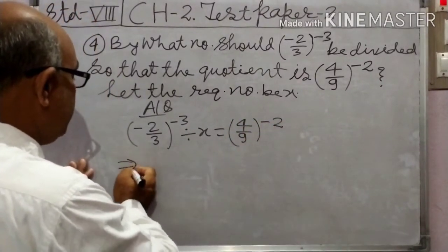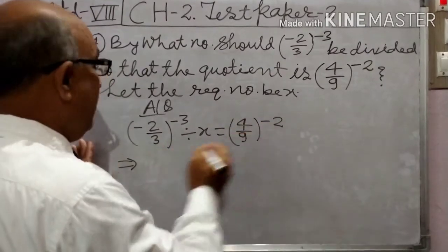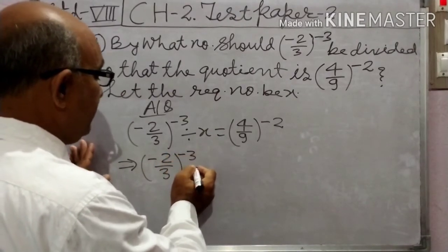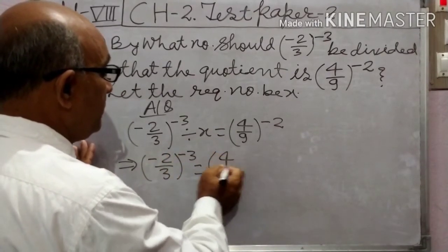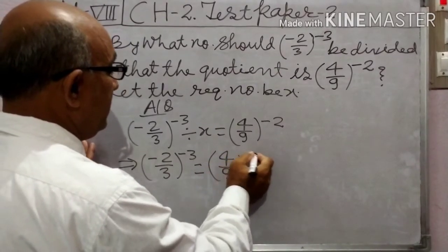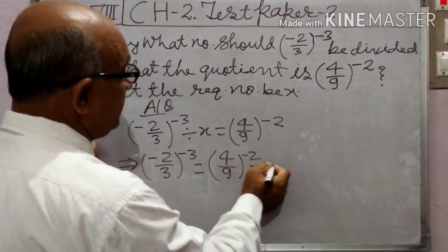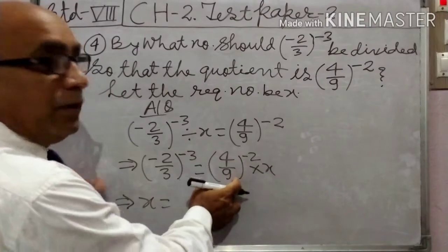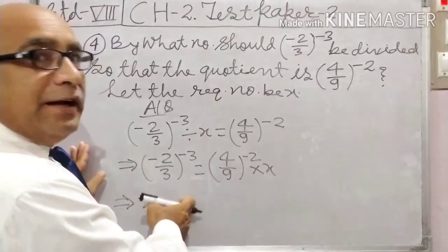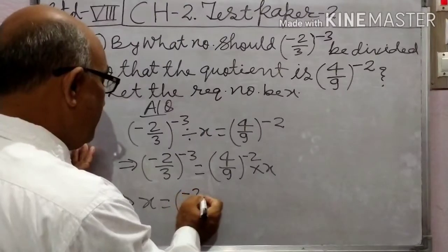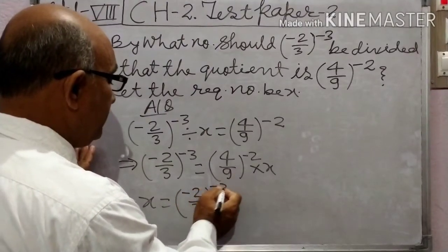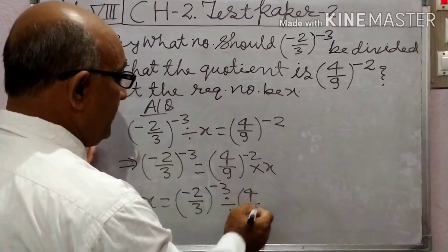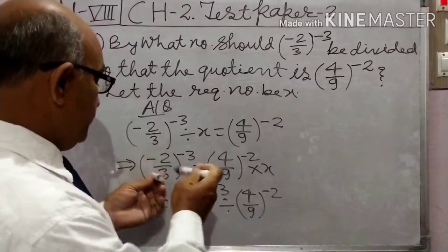Now solve it. Here, x divided by x by transposition, (-2/3)^-3 equals (4/9)^-2. Divide changes into multiply. Now that implies x equals (-2/3)^-3 divided by (4/9)^-2.